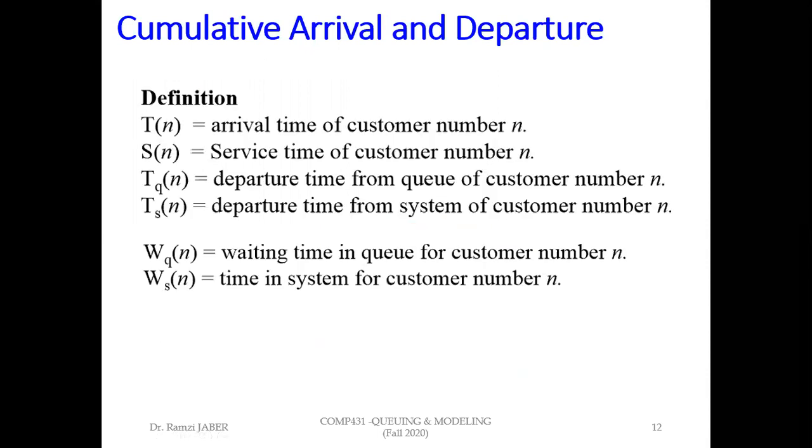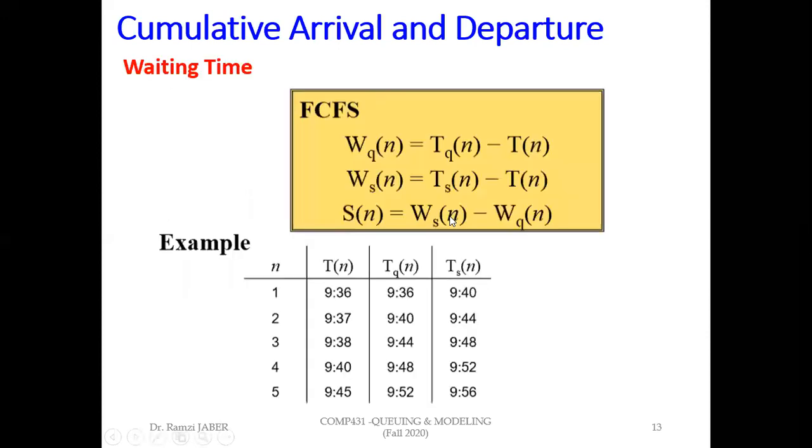We have another set of definitions. Tn, arrival time of customer number n. Sn, service time of customer number n. Tqn, departure time from the queue. Ts, departure time from the system. Wq, waiting time in the queue for customer n. Ws, waiting time in the system for customer number n. Okay, these are other definitions to conclude that.